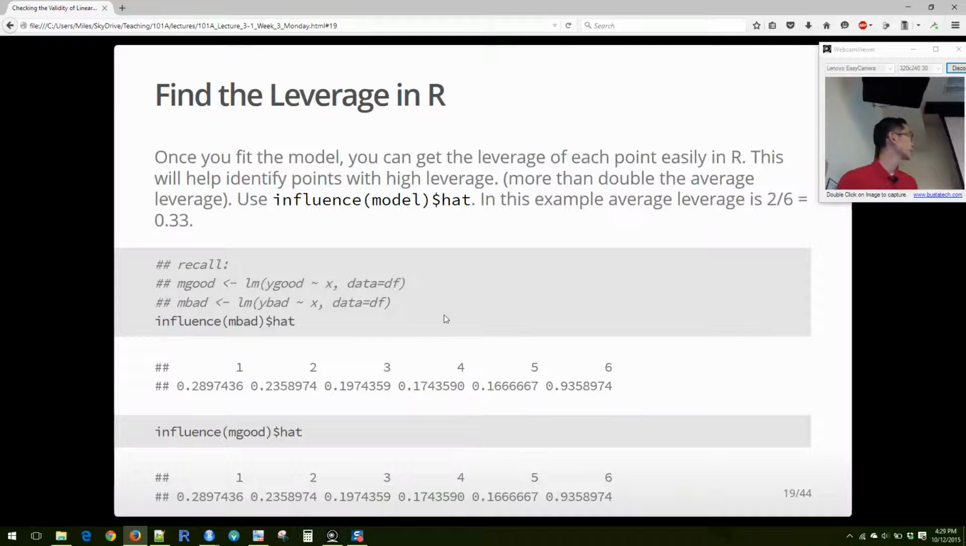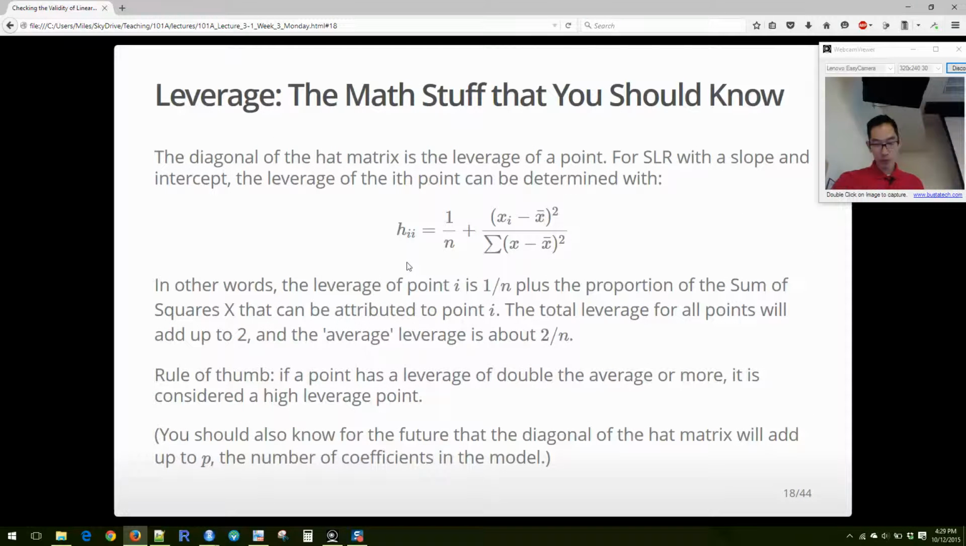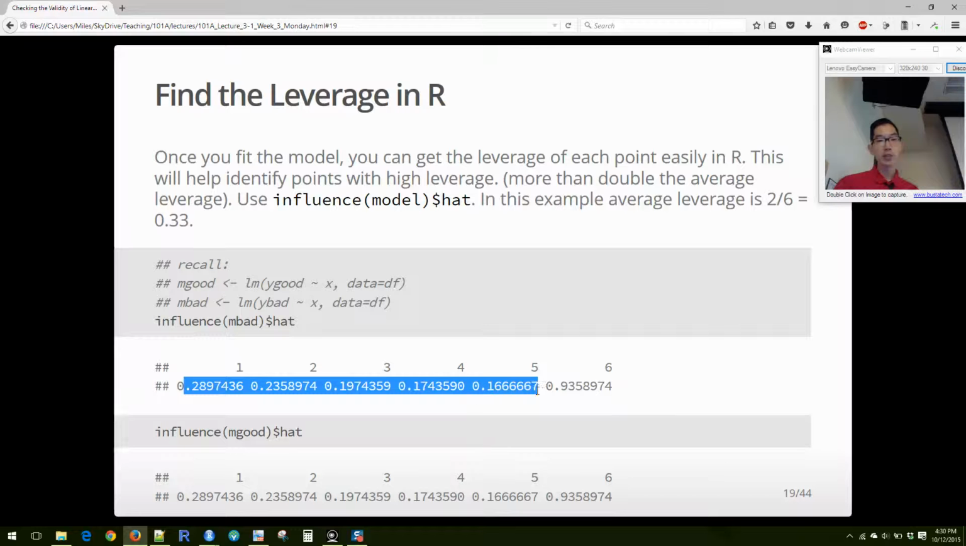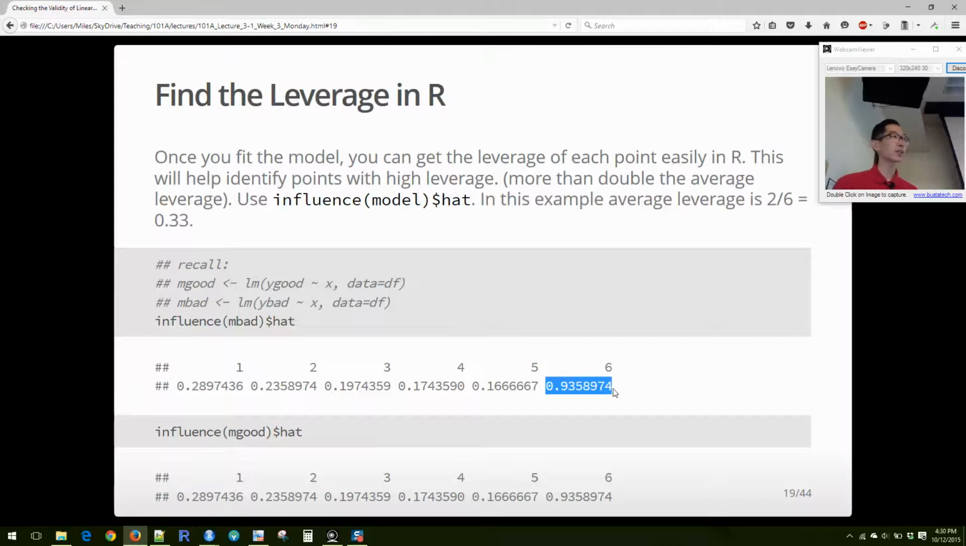You can calculate leverage this way in R. There's also a function called influence in R, which is nice. It returns several things, but you just say you want the hat. Remember our data set, we had 6 data points: -4, 3, 2, 1, 0, plus 10. If we do 2 over 6, the average would be 0.33, and so double that would be 0.66 or 0.67. The high leverage points would be anything over 0.67, and we see these ones are not high leverage, but the last one is high leverage.